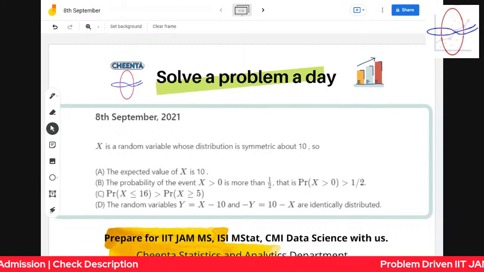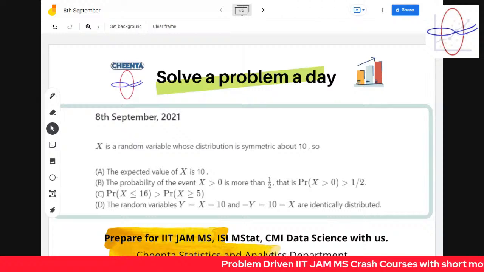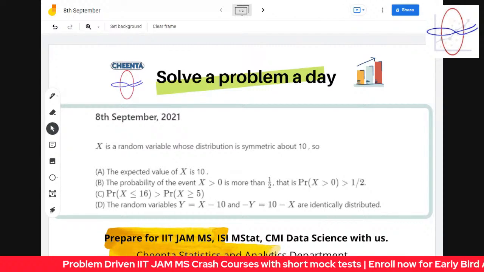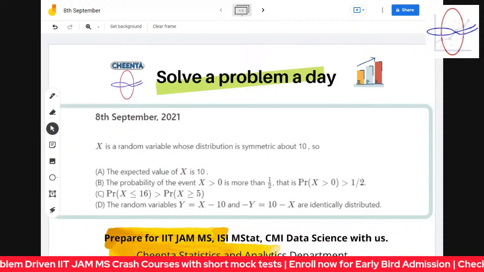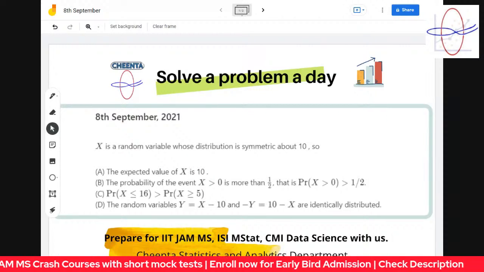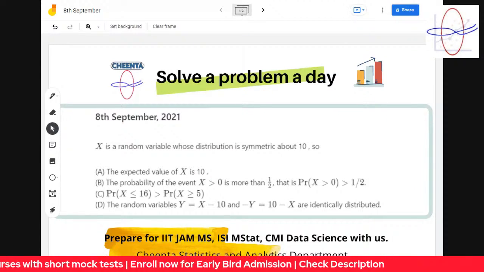As usual, I will say the opening line over here: if you have not solved the problems, pause the video, do it yourself, and then come back and see the solution. Okay, guys, so let's get started. Today's problem was given in our WhatsApp group.